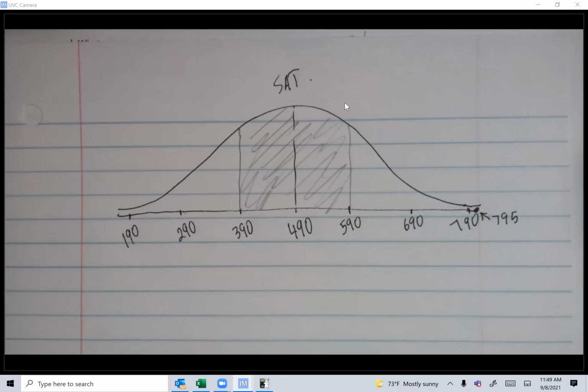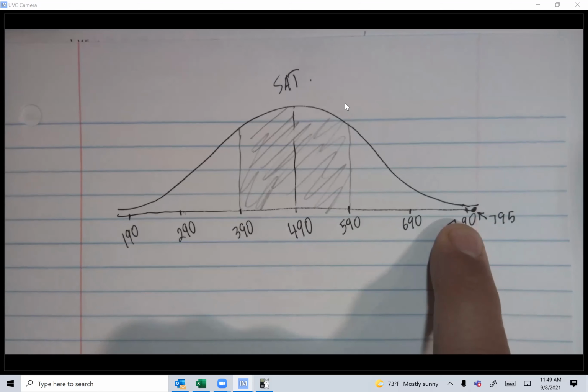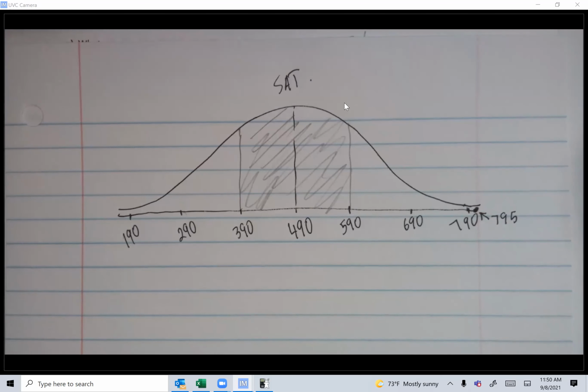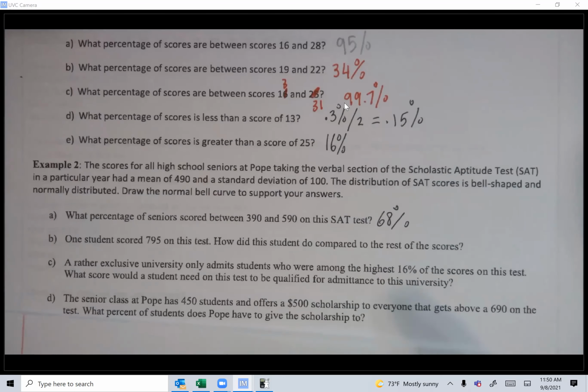Do you guys agree with me that he's more than 3 standard deviations above the mean? Because 790 will take me to 3 standard deviations. So I could say this student's score probably is the highest score of all scores, because he's way beyond the 3 standard deviations. I would say that the student probably had the highest score, which is a good thing.